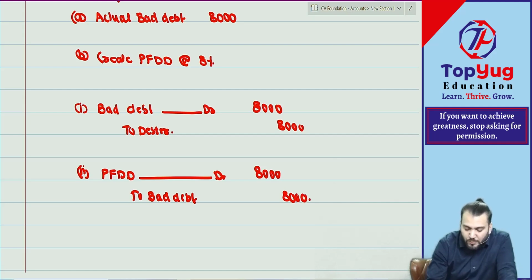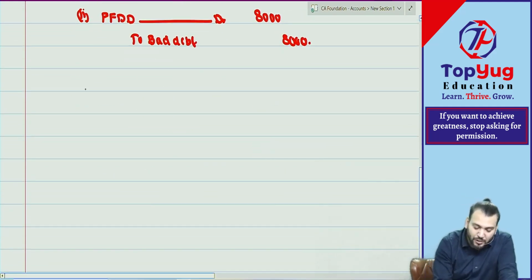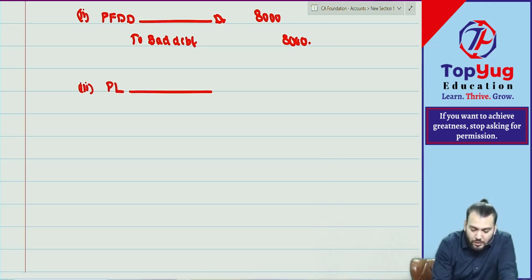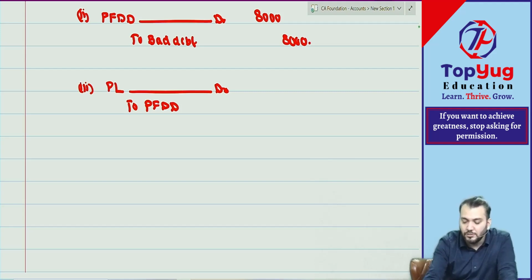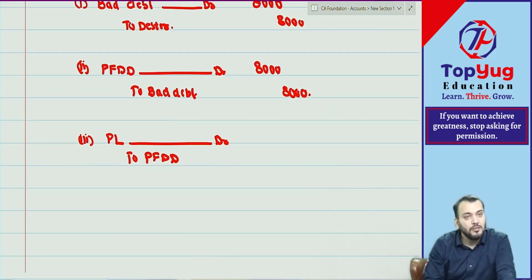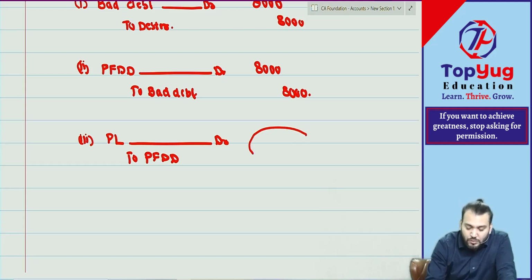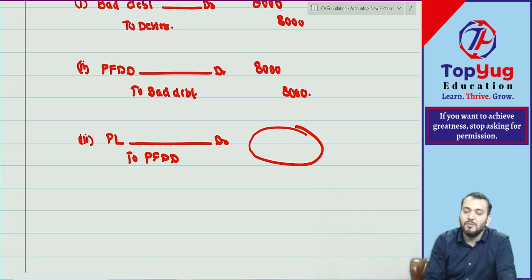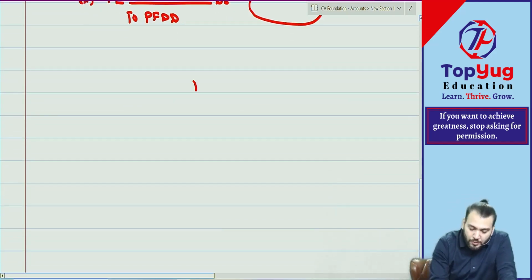Then we should create provision. So we pass the entry for creating provision. Provision is always created from which account? PL account. PL account debit to provision for doubtful debt. So this amount we need to find out. For that we normally prepare the provision for doubtful debt account.